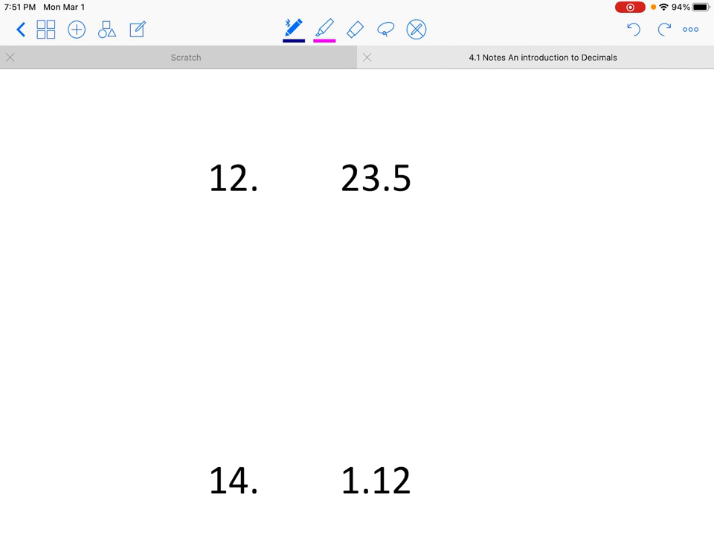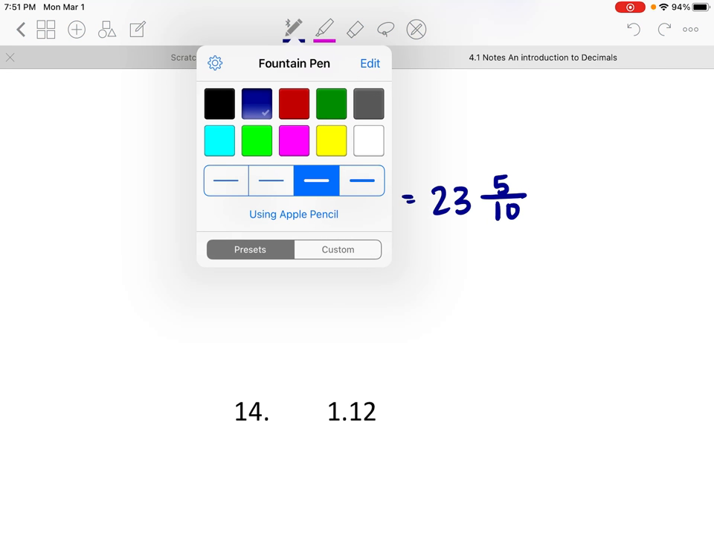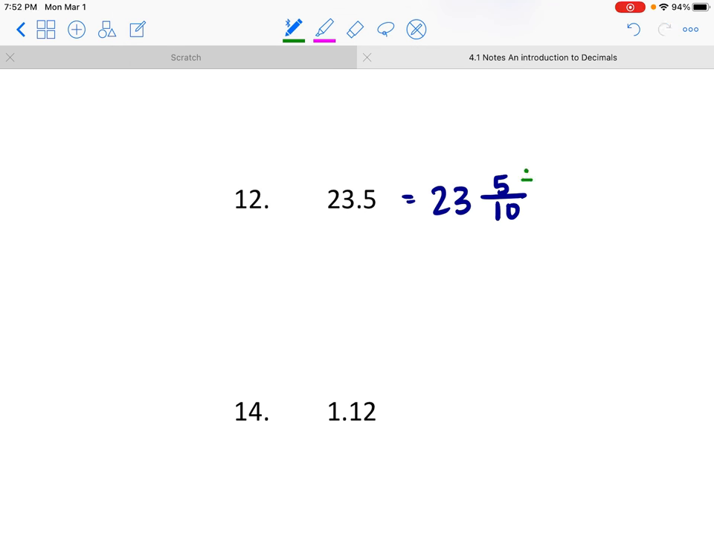Okay, or here, 23.5 is 23 with the whole number part, and then 5 is in the tenths place of the fraction. 1 number after the decimal, 1 zero in the denominator. Now, if you'll notice, 5 tenths is not in its simplest form. 5 is reducible by 5, and so is 10. So we're going to reduce the fraction part here and make this 23 and 1/2 when it's all reduced.